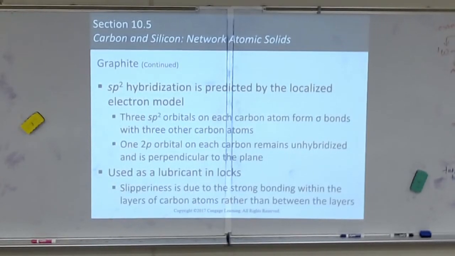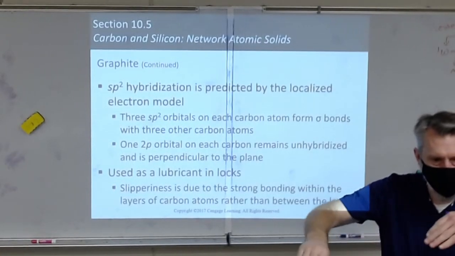And as we described just a few seconds ago, there's an Sp2 hybridization. 3 Sp2 orbitals on each carbon atom are going to form sigma bonds with 3 other carbon atoms. This one remains unhybridized and perpendicular. So you remember, it's sheets of carbons. The S and 2 of the P's are hybridized, so it's Sp2 hybridized. And then I've got that P still left pointing up, perpendicular to the plane. Those electrons pointing up are what allow us to have slipperiness. Two-dimensional, very strong bonds. The third bonding is not very strong, and it slides.